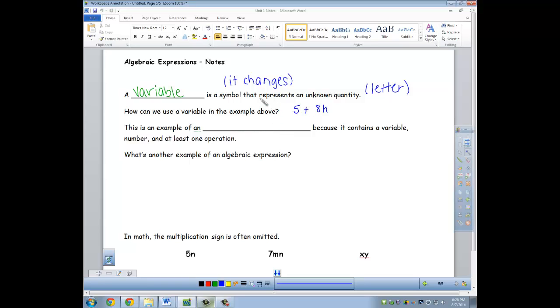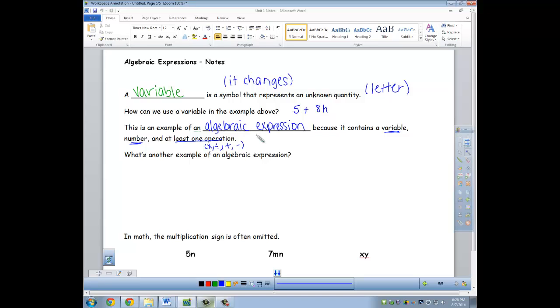This is an example of an algebraic expression, because it contains a variable, a number, and at least one operation. Remember that when I say operation, I'm talking about multiplication, division, addition, and subtraction. Just those four basic things we do in math. So an algebraic expression will be any time we have those things: a variable, a number, and an operation.